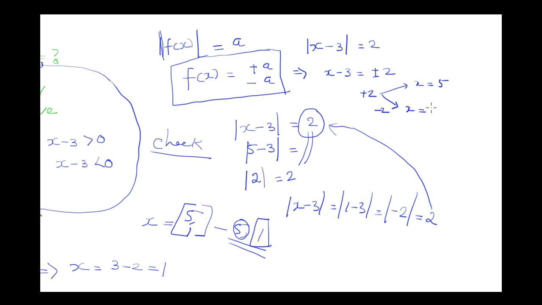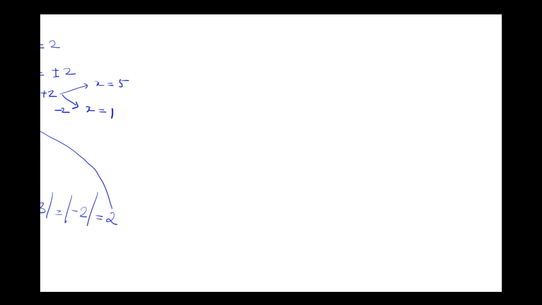Now let's move to another question. Next question is question number 2. Question number 2 is absolute of x minus 3 equal to minus 4. We have to find the value of x which satisfies this equation.